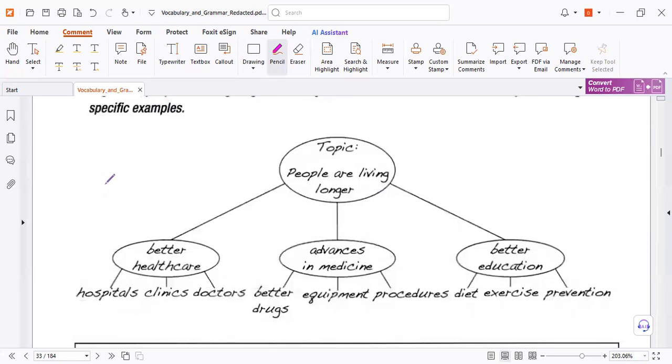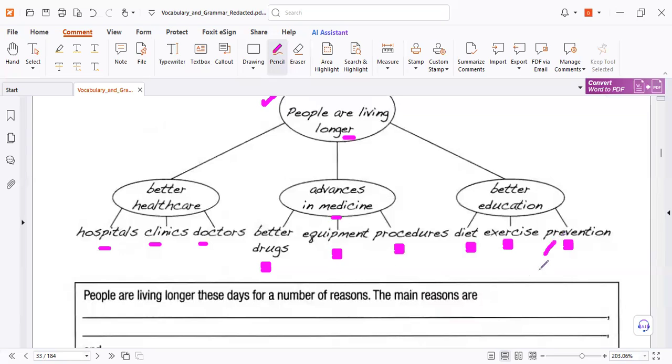I just would like to remind you about the topic, and that this is a plan for your writing. When you have a topic, give ideas related to the topic. People are living longer. Why? For better health. What does better health mean? We can have hospitals, clinics, doctors. What else? Advances in medicine. Give examples like that. Better education. Give examples. And if you'd like to give other details like that, you can add, no problem.